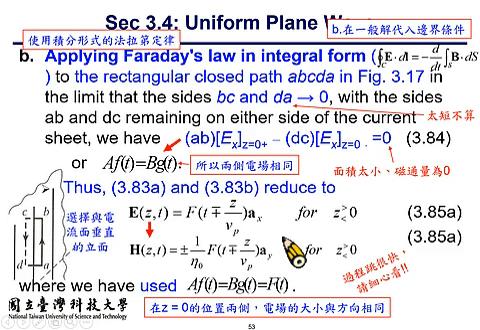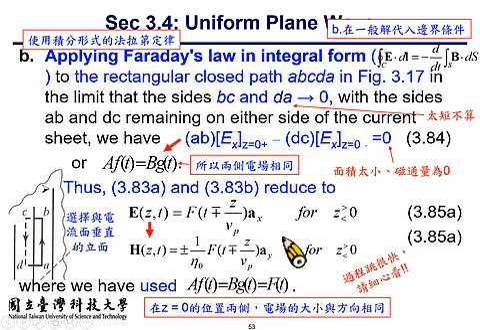Because the lengths of AB and CD are the same, they can cancel each other, and it becomes AF minus BG equal to 0. So you can write it as AF equals BG. And this is satisfied only at z equal to 0.